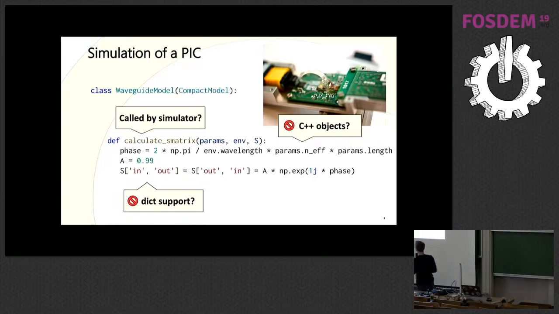You see already some problems here. This calculate S matrix has to be called by our solver, which is written in C, C++. We have here a dictionary-like structure, and we have some C++ objects that we want to use from our simulator. These are all things that are not directly supported by Numba. Dictionaries are not supported. In the latest version, there's some basic support for strings, but even there it's limited. But luckily, you can extend Numba.